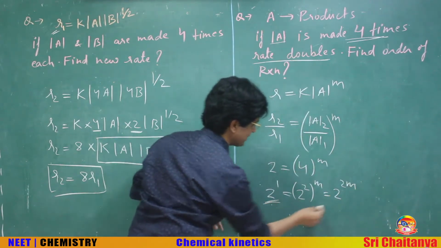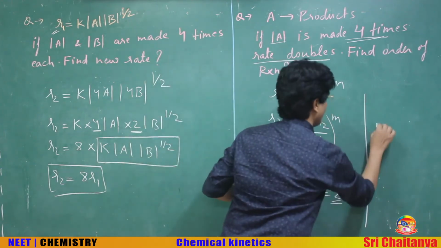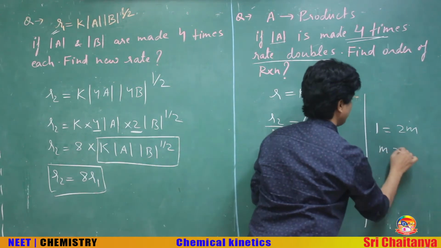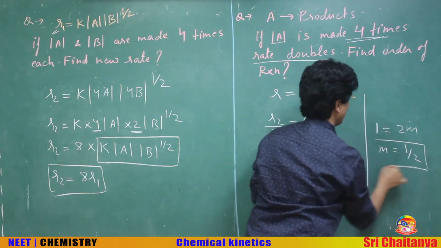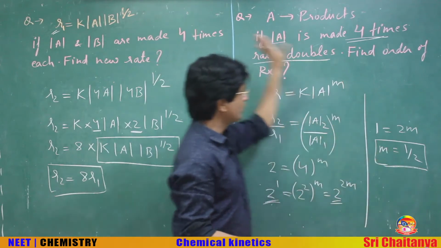Now once the base is same, power can be equated. That means 1 will be equal to 2m, or I can say m will be equal to half. So order of reaction with respect to A will be half. I hope this is clear.